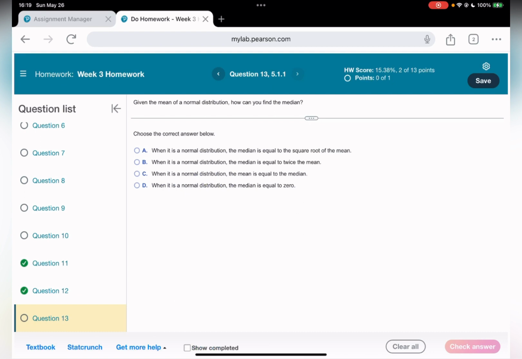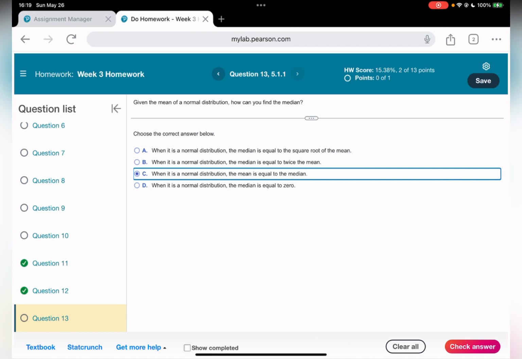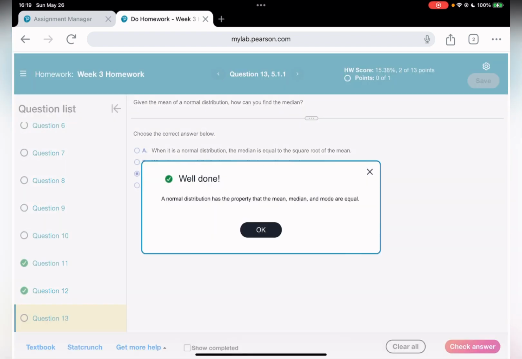And moving to question number 3, it is given the mean of a normal distribution. How can you find the median? When it is a normal distribution, the mean is equal to the median. Why is that? Because there is no skewed data. Neither the mean is skewed nor the median is skewed.